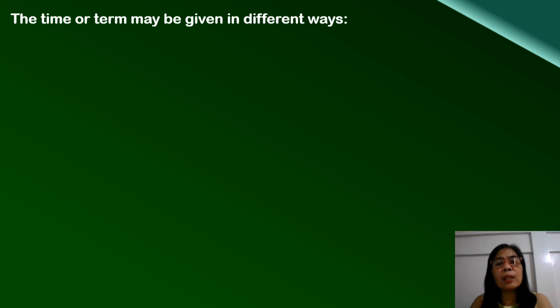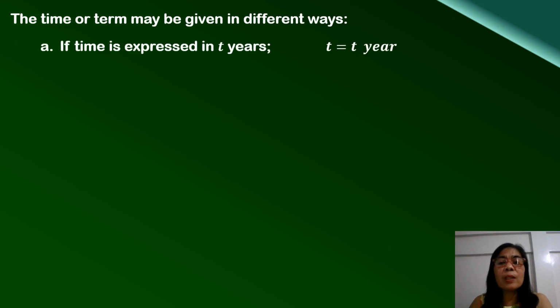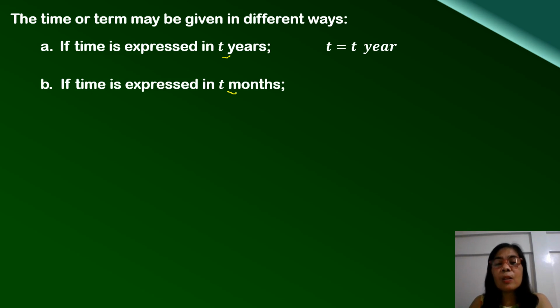In the computation of interest, I = PRT, T, which represents the time or term, should always be expressed in years. However, in some problems, time may be given in different ways. If time is expressed in T years, then T in the formula is equal to T years. If the time is given in months, you have to convert it to years. Since there are 12 months in a year, T in the formula will be equal to the given time in months divided by 12 so that it is expressed in years.